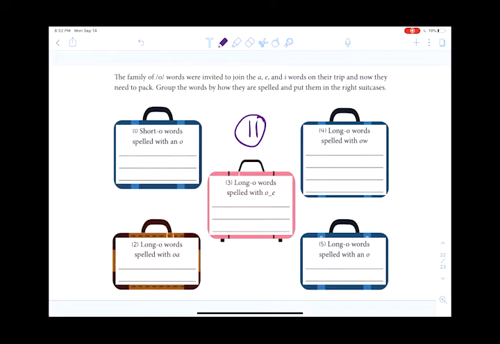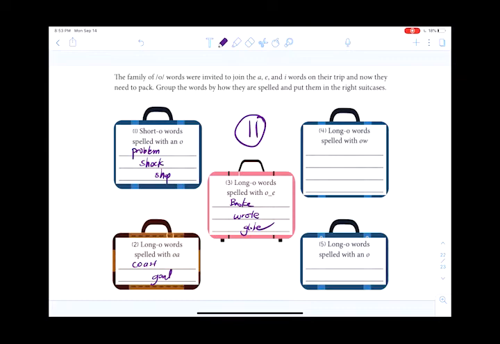One. Short O words spelled with an O: problem, shock, and shop. Two. Long O words spelled with OA: coast and goal. Three. Long O words spelled with O consonant E: broke, wrote, and globe.